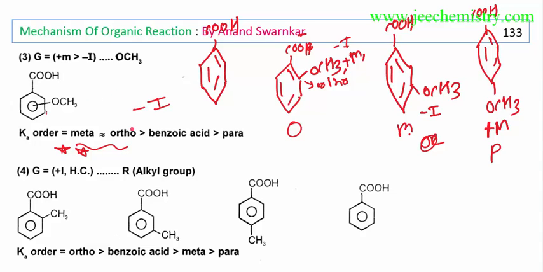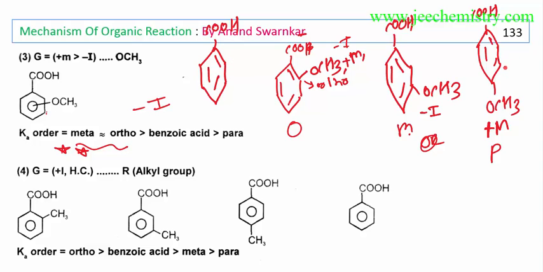If this type of question is asked in the examination and you don't know this concept, you will surely make a wrong answer. So this group is providing a plus M effect at the para position, and this group isn't providing any plus M effect. So this group will be more acidic than this group.